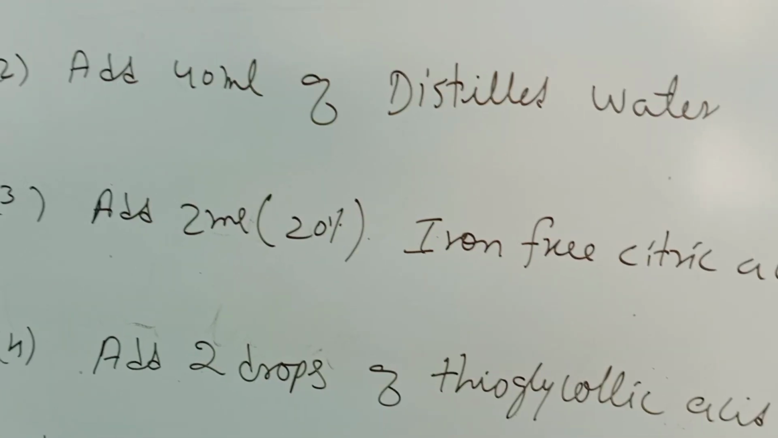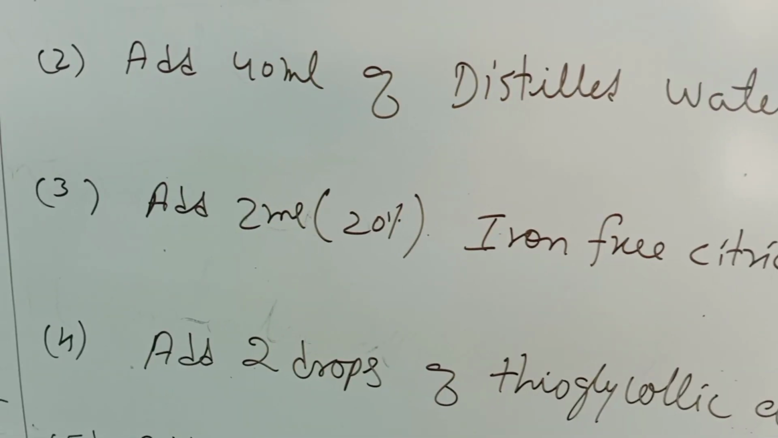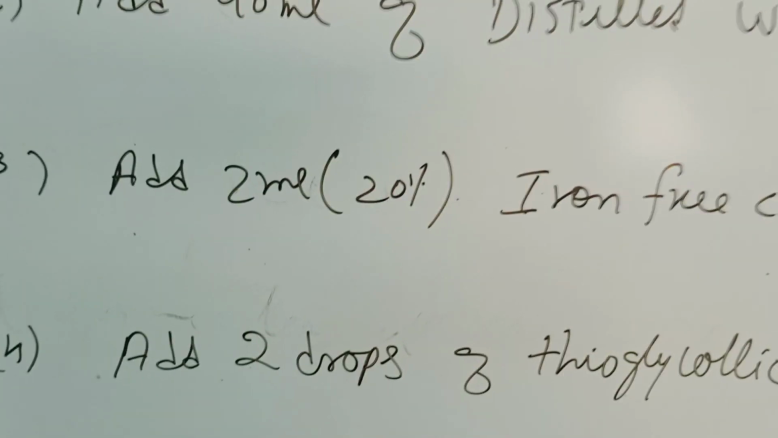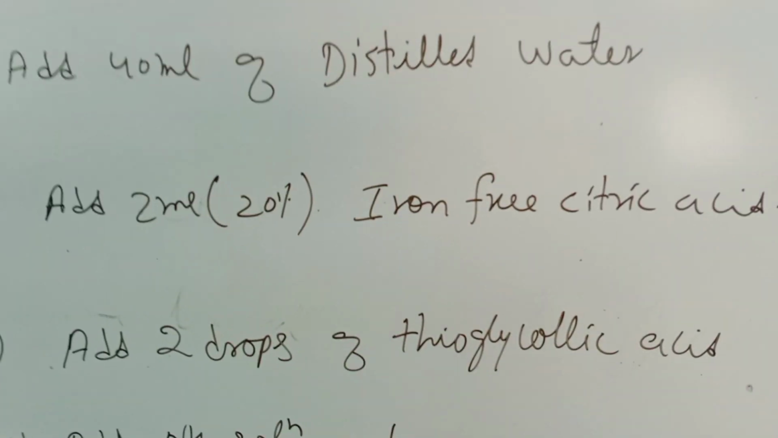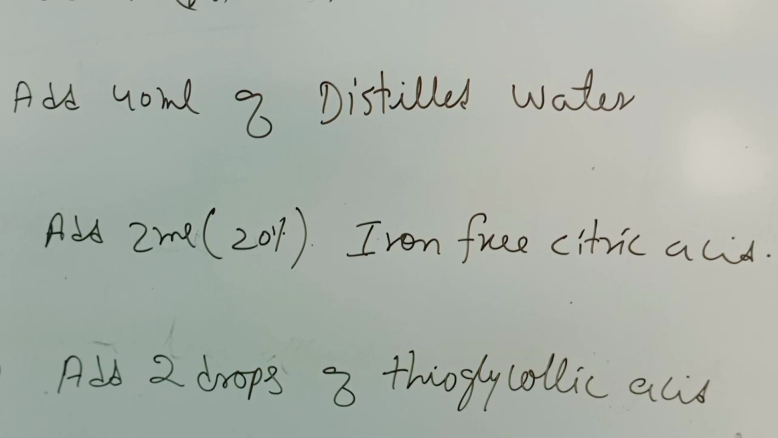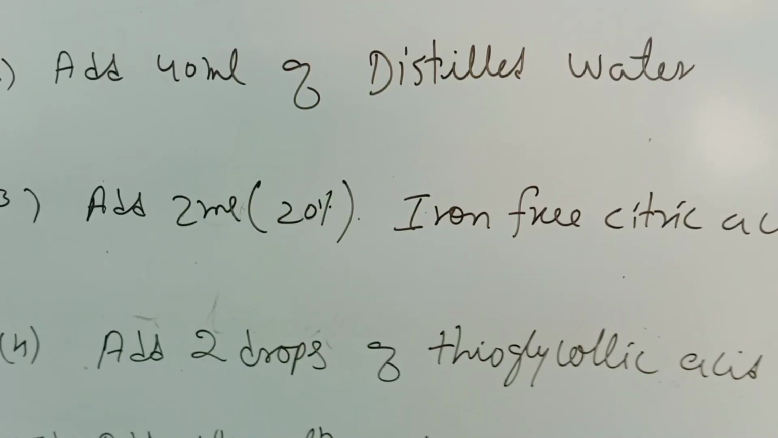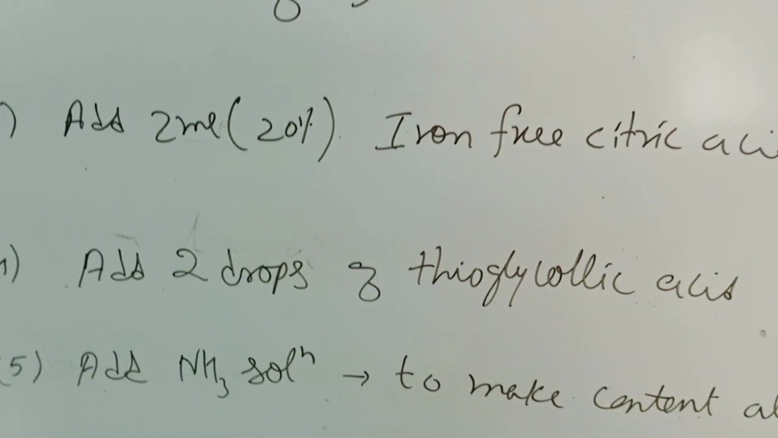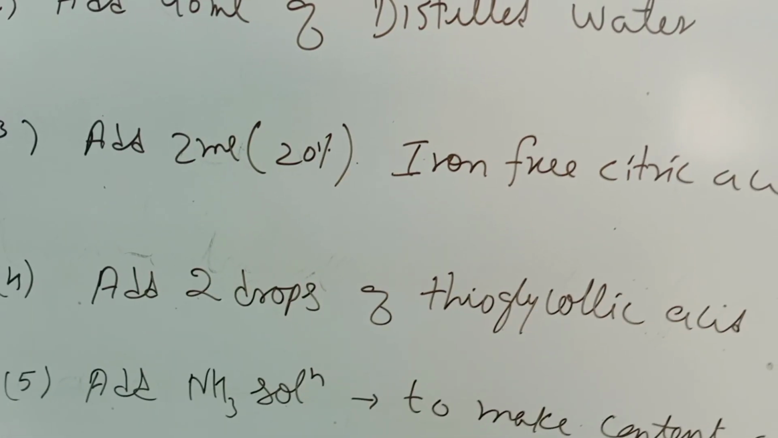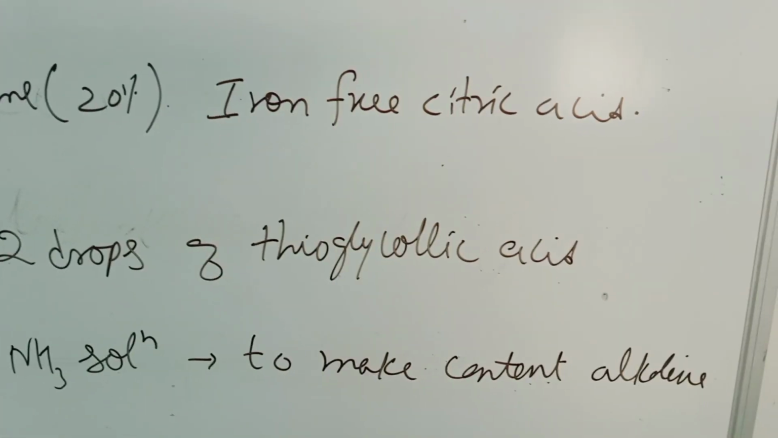So once we are done with step 3, we have to move to step 4, which I have also explained earlier. We have to add 2 drops of thioglycolic acid. Now after adding the 2 drops of thioglycolic acid, the next step is to add the ammonia solution, quantity sufficient to make the content alkaline.